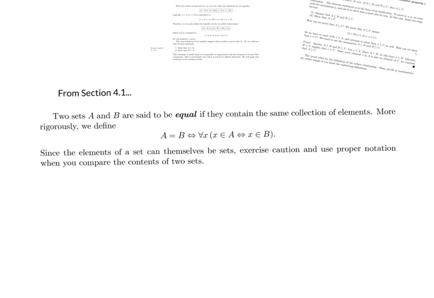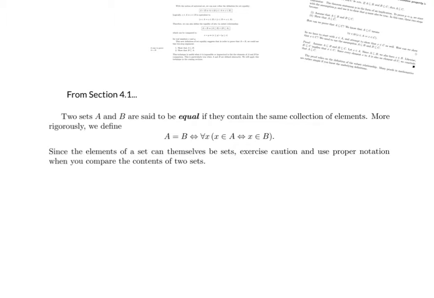So we've talked a lot about what makes one set a subset of another set, or what makes one set not a subset of another set. Let's remind ourselves from back in section 4.1 what it means for two sets to be equal. So we learned that two sets, A and B, are equal if they have the same collection of elements. How do we make that into a more rigorous, usable definition in a proof?